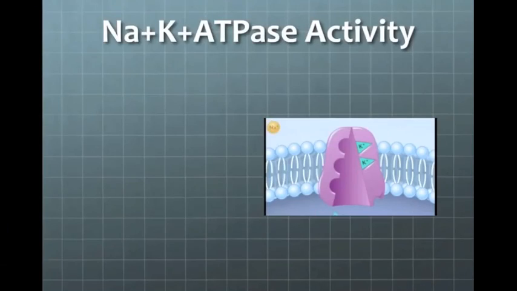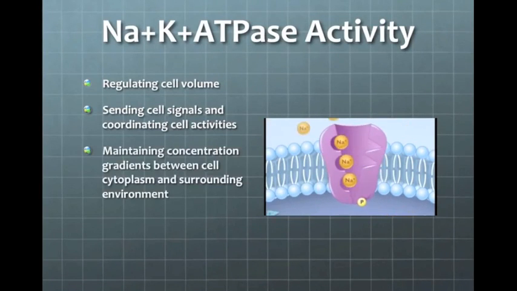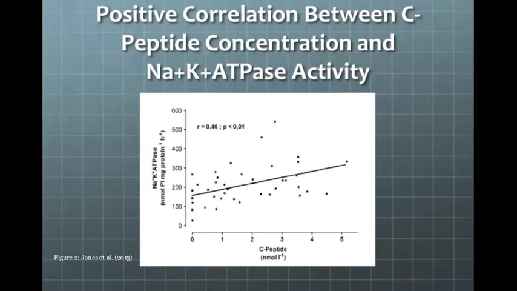This enzyme is responsible for regulating cell volume, sending signals and coordinating cell activity, and maintaining concentration gradients between the cell cytoplasm and surrounding environment. C-peptide administration is positively correlated with the sodium-potassium ATPase activity, and therefore complications associated with reduced enzyme activity are a concern for people with type 1 diabetes.